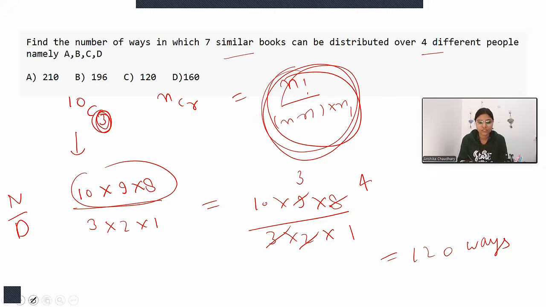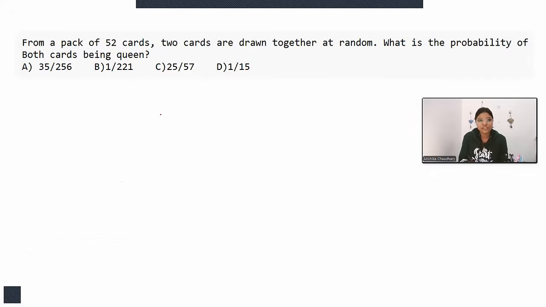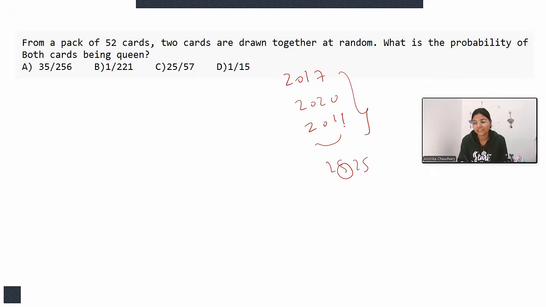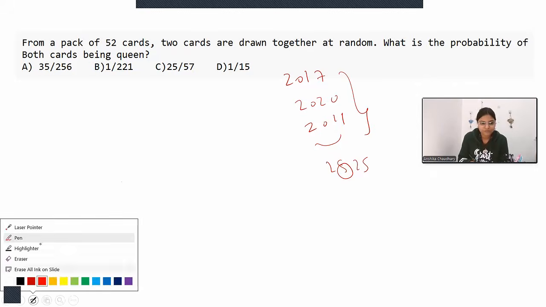Okay, let's move on to the next question. From a pack of 52 cards, 2 cards are drawn together at random. What is the probability of both cards being queen? This question is from probability, and it keeps repeating. It came in 2017, then 2021, 2022, 2023, right? I don't know whether it will come now, but the question has been repeated many times.